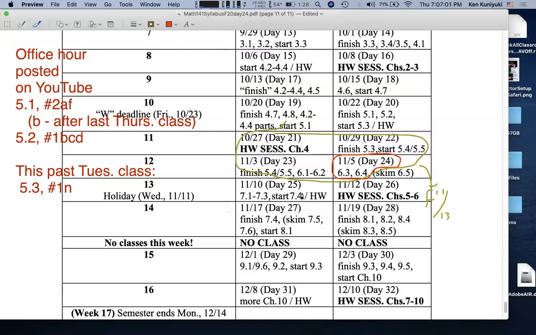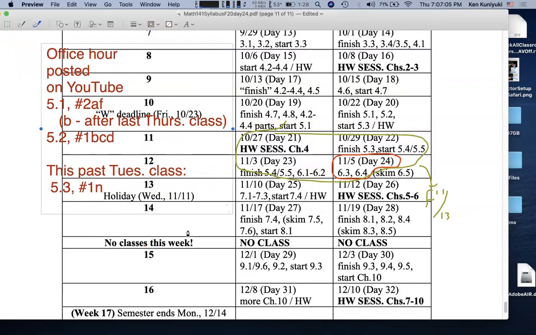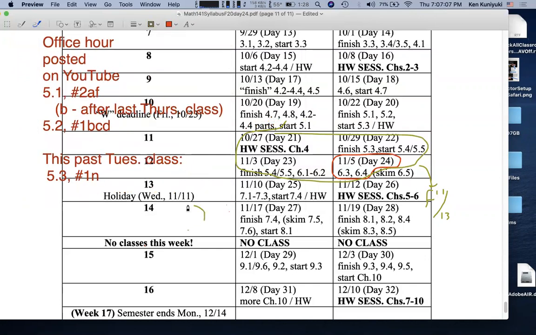And by the way, in the middle here, Wednesday is Veterans Day. So don't forget that Wednesday of next week is Veterans Day, November 11th. But that doesn't affect our class directly. All right, so that's the game plan. We have Thanksgiving coming up in 3 weeks.